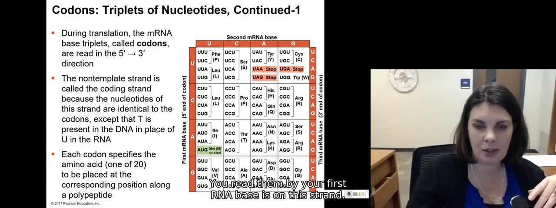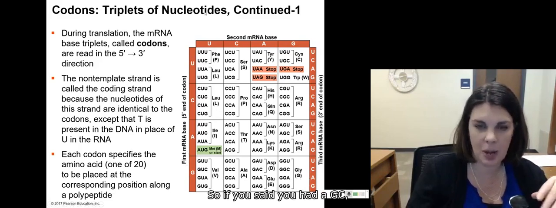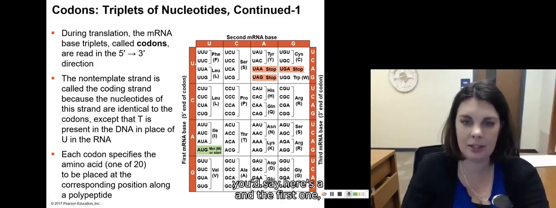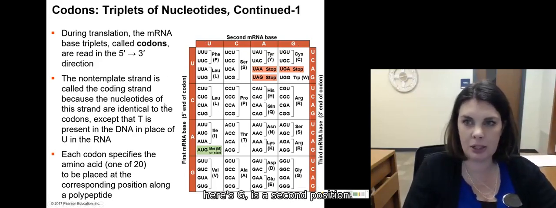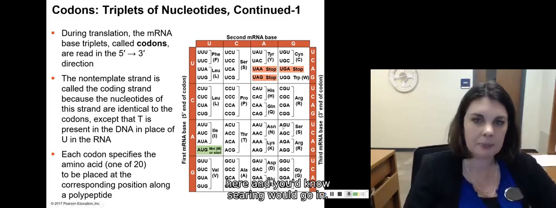You read them by your first RNA base being on this strand, and your second RNA base on this strand. So if you had A, G, C, you'd say here's A in the first one. Here's G as a second position, so those come together here. And then you can find AGC right here, and you'd know serine would go in.